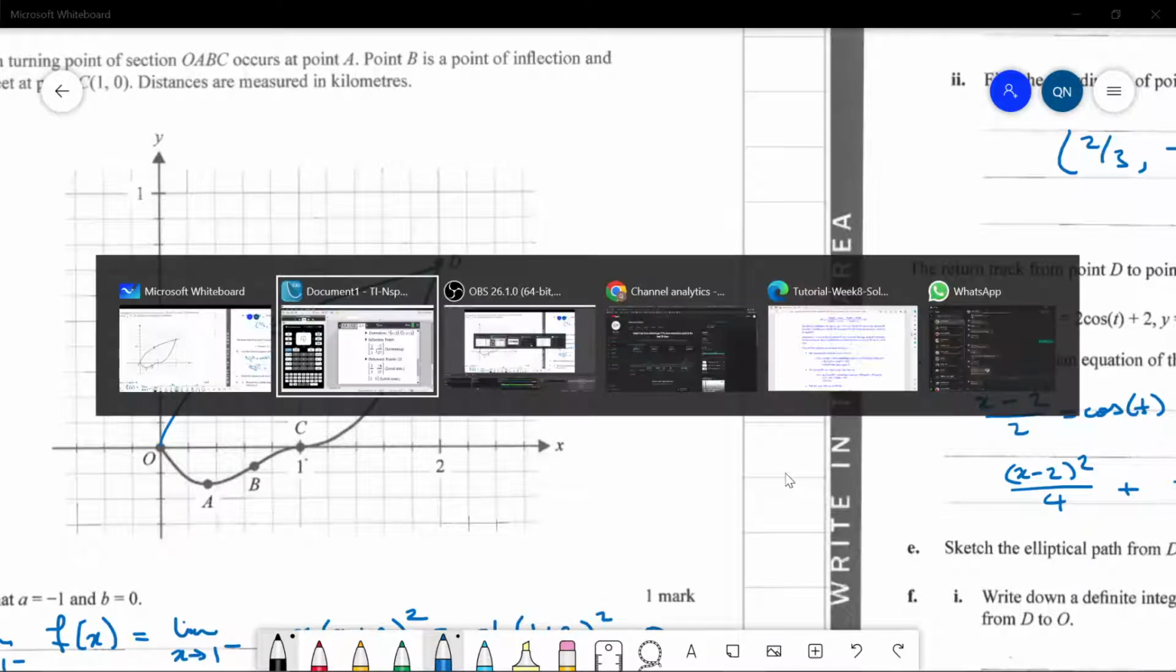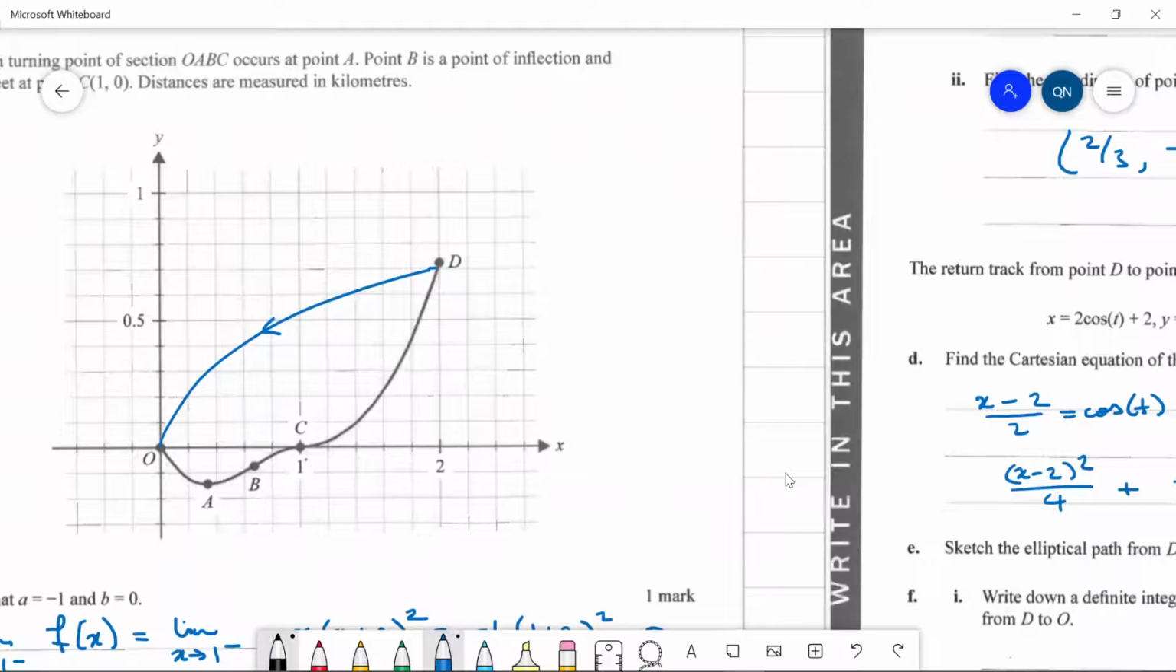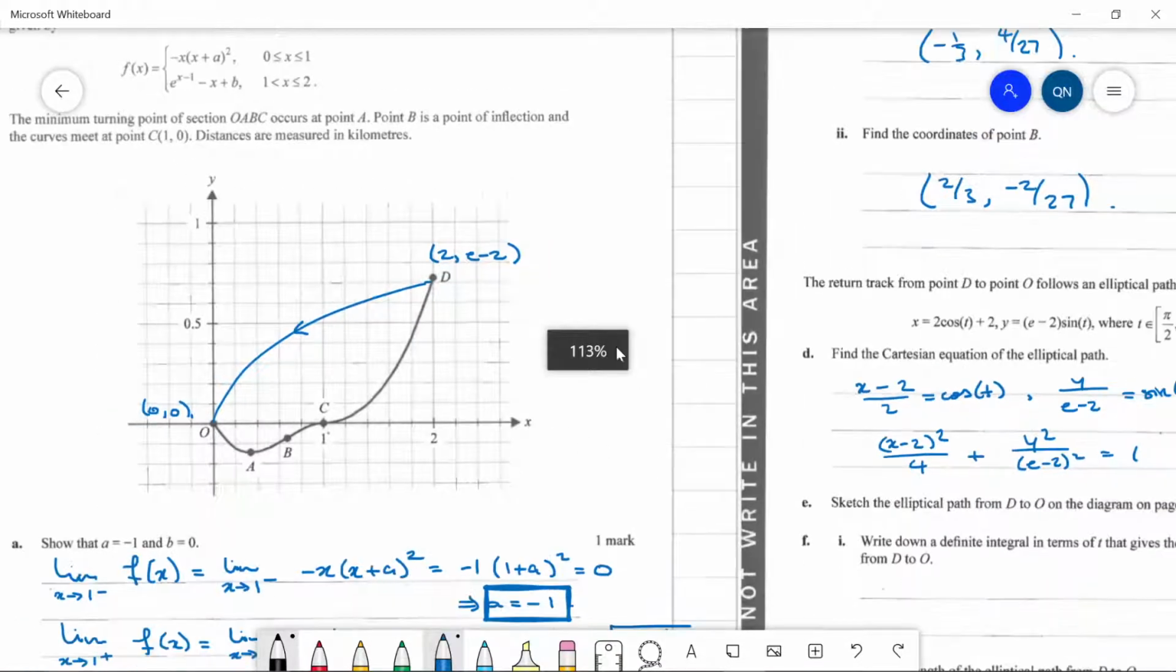What are the endpoints? What's f2 of 2? f2 of 2 is e minus 2. So yeah, this is 2, e minus 2, and this is just 0, 0. Right. I don't know if you need to do much more than that, because it just says sketch.